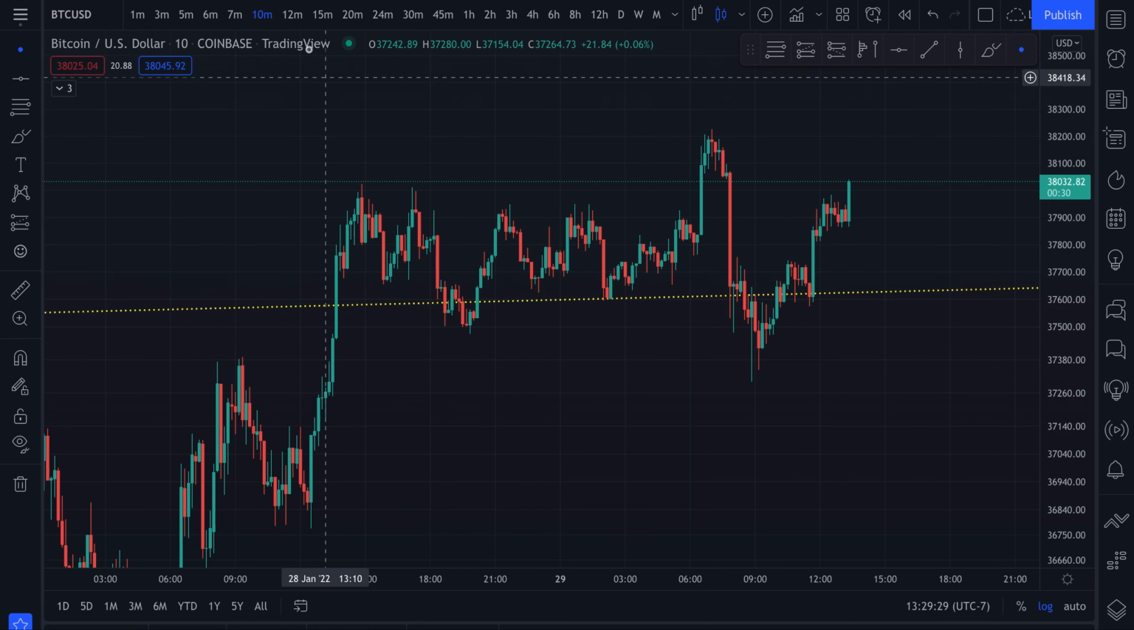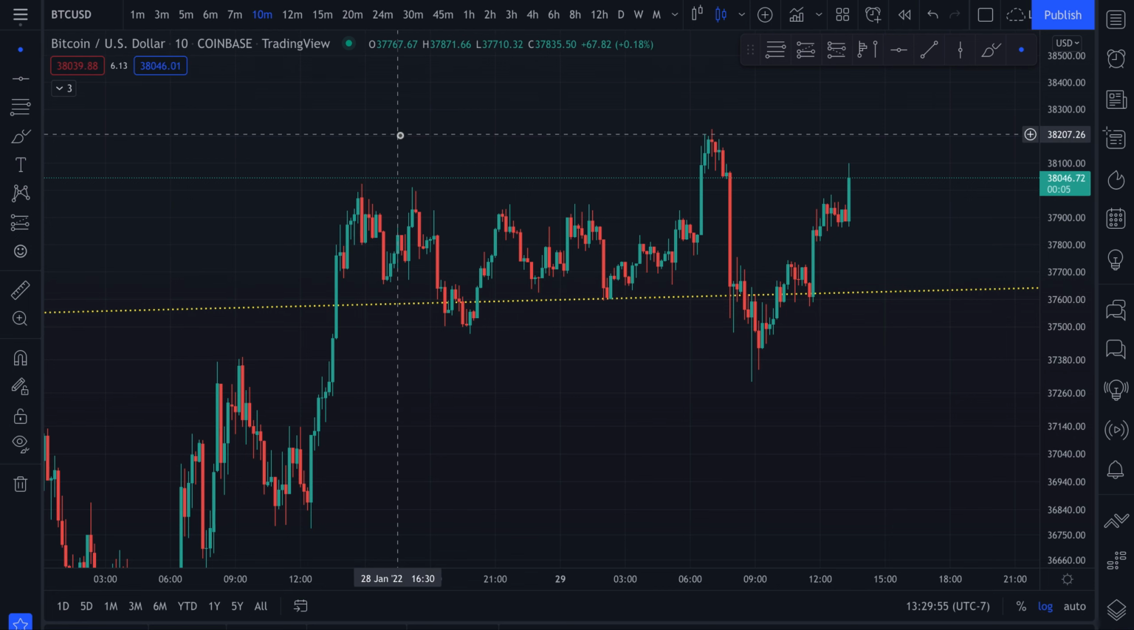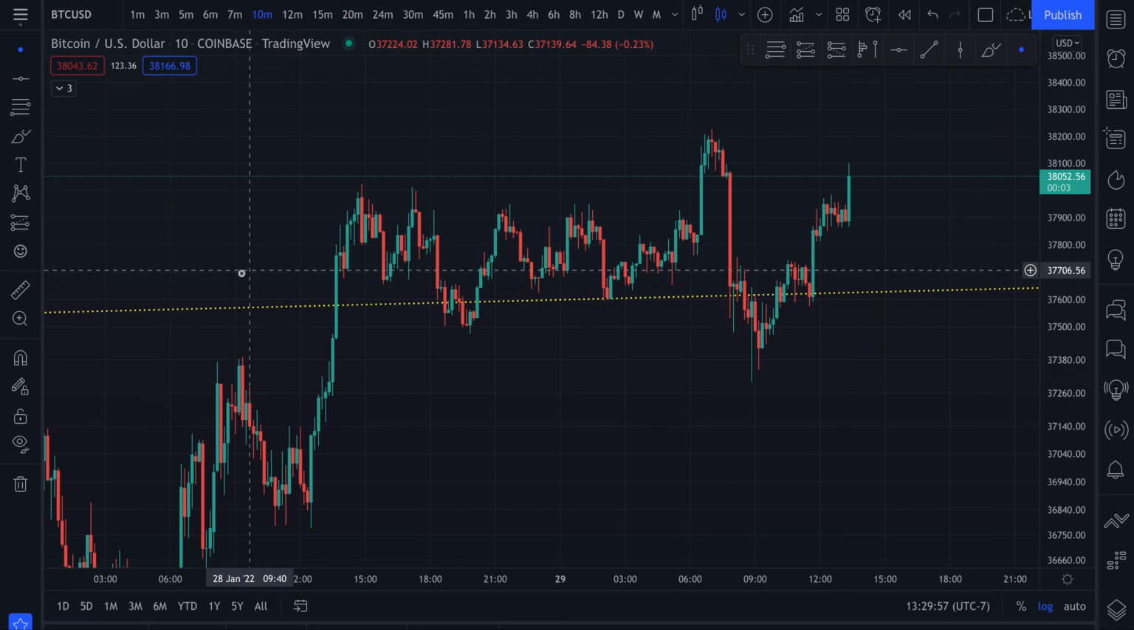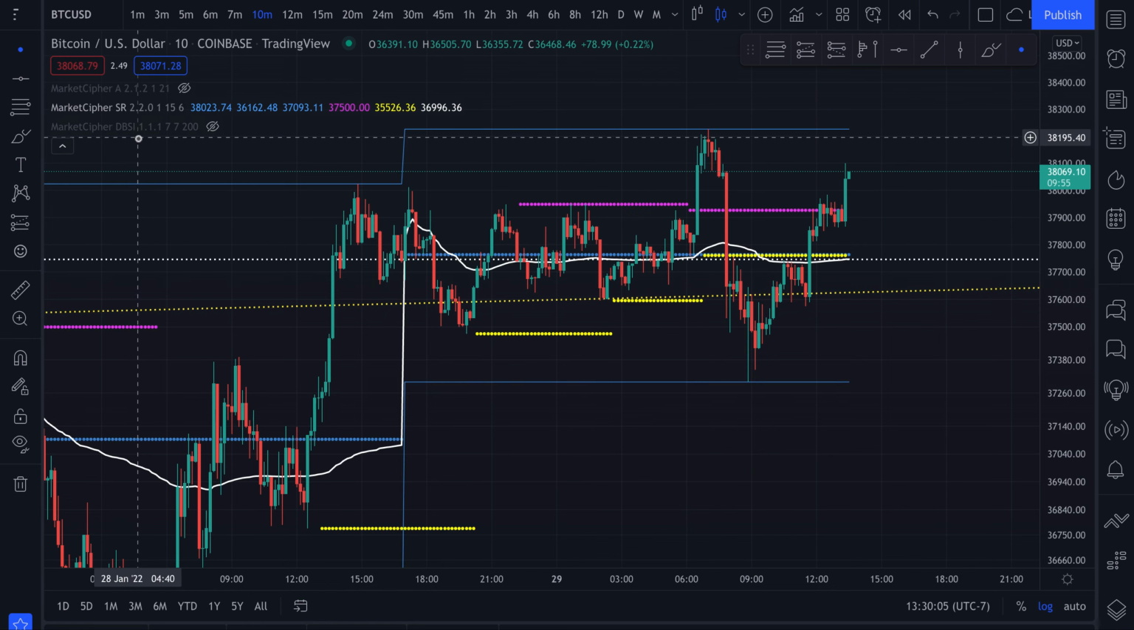Right now, I am on the 10-minute. Market Cipher SR works best on the hour and below time frames. It's just a little harder to use on the higher time frames, it just doesn't work as well. It's made for mainly the hour and below time frames. Right now, we're on the 10-minute time frame. And let's open up Market Cipher SR. Turn it on here.